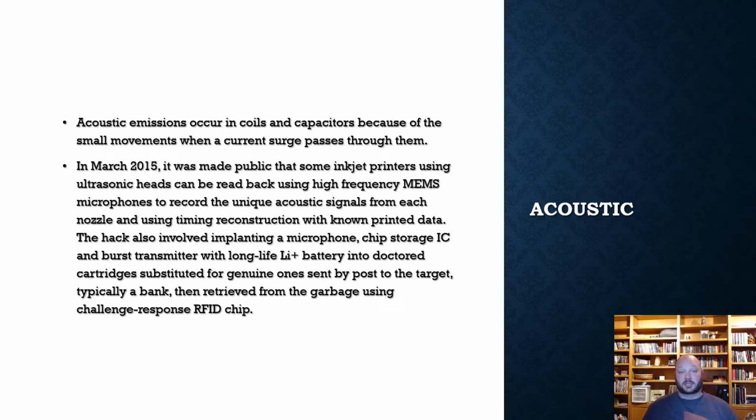So this hack actually happened in the real world, where hackers implanted a microphone, chip storage IC, and a burst transmitter with a long-life battery into doctored cartridges for the inkjet and substituted them for genuine ones, and sent these by post to targets, most of them banks. Then when they were used up, they retrieved the cartridges from the garbage because they had RFID chips in them to be able to track them down.